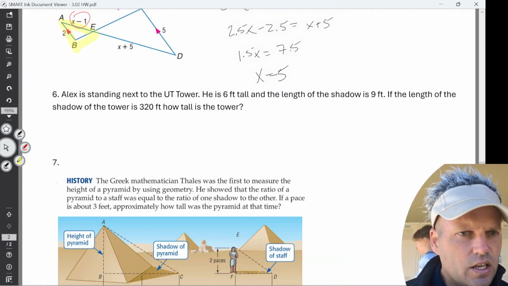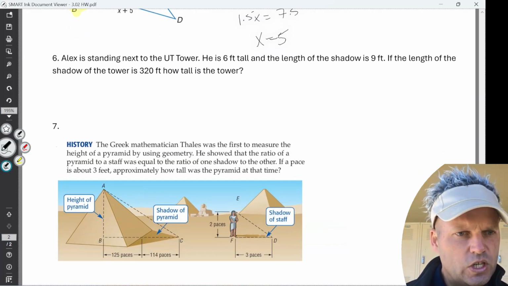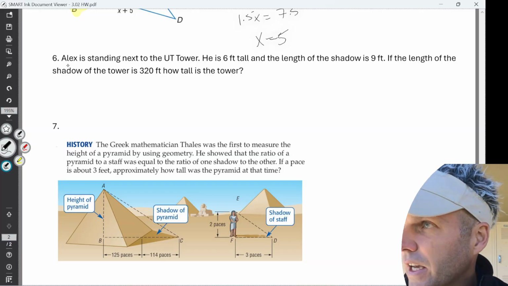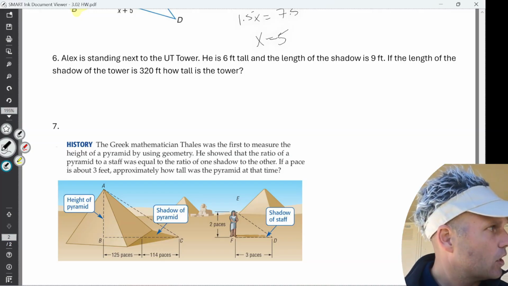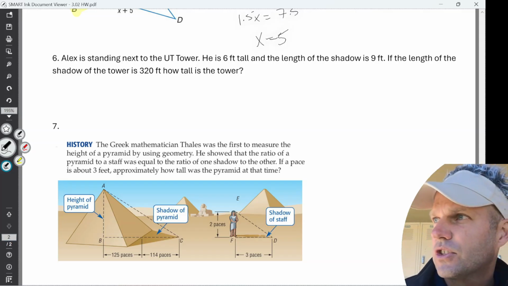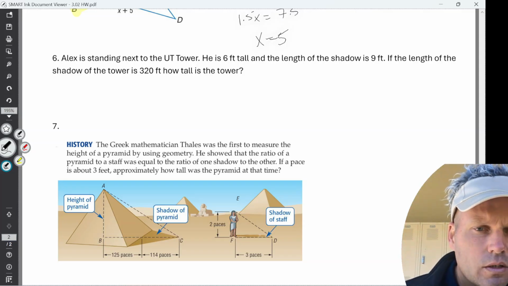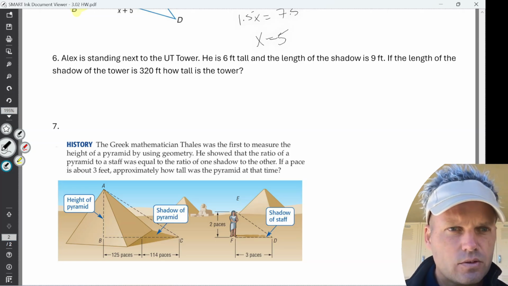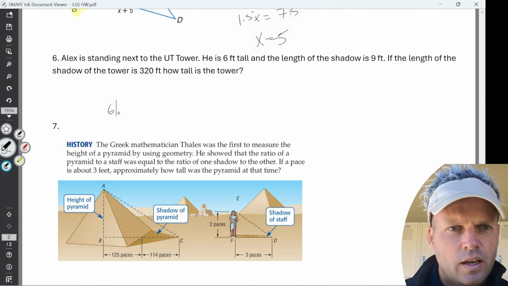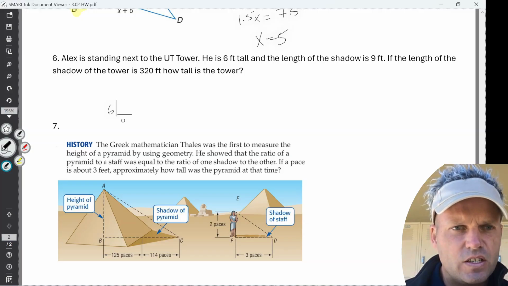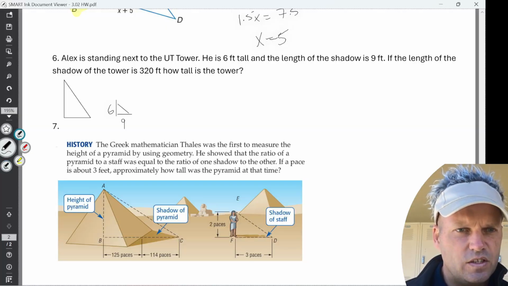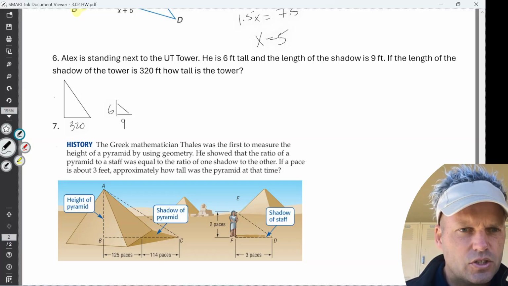Cool. This is similar to what we did in class, finding the length of a tower based on a proportional relationship, similar triangles. Only instead of a mirror, we're using shadows. We've got Alex, who is 6 feet tall, who creates a shadow of 9 feet, standing next to the UT tower, whose shadow is 320 feet. How tall is the tower?